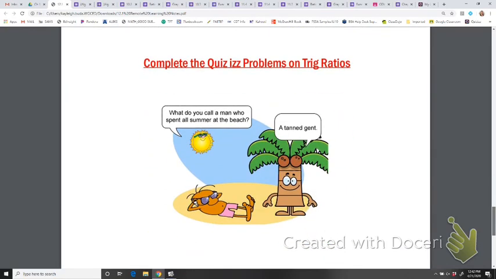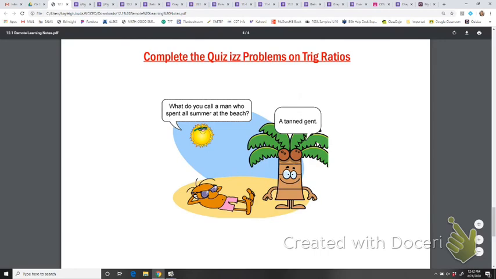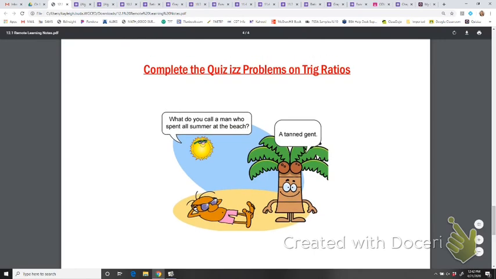Now you want to complete the quiz problems on the trig ratios. There are 18 problems, so that will be your homework assignment.